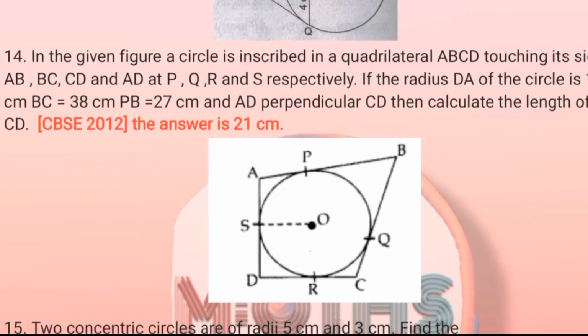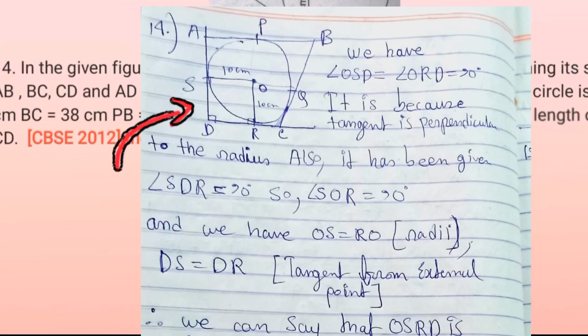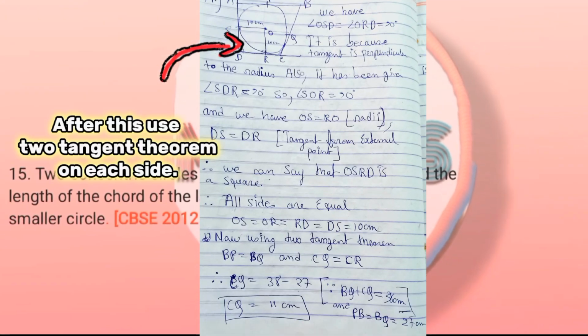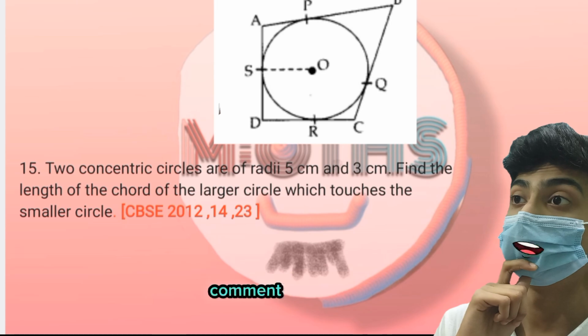In question number 14, it seems that you don't have to prove anything, but we have to prove this is a square in order to find the length of CD. Question number 15 is for you. Comment down below what will be the answer.